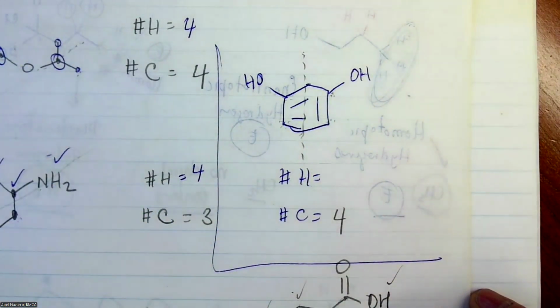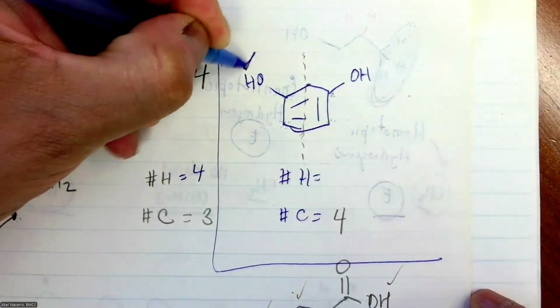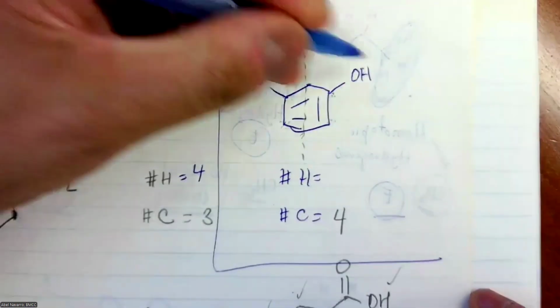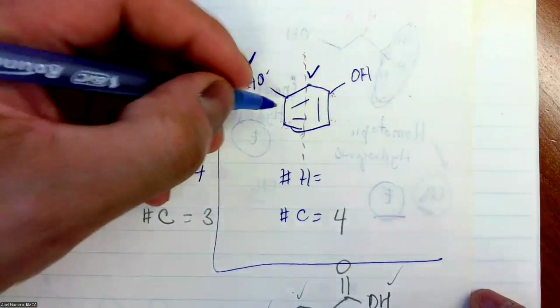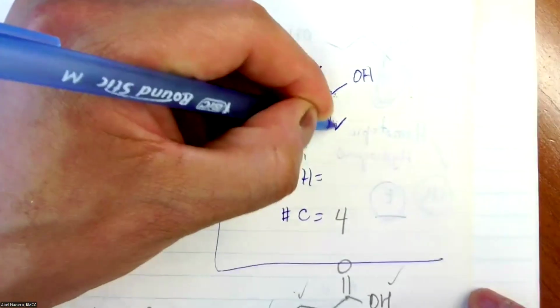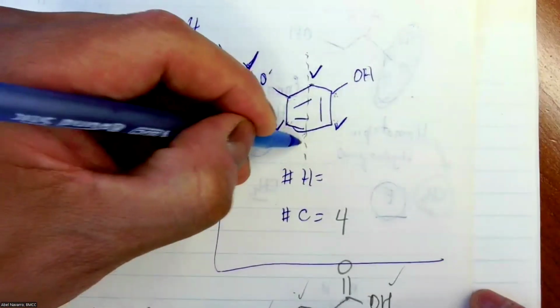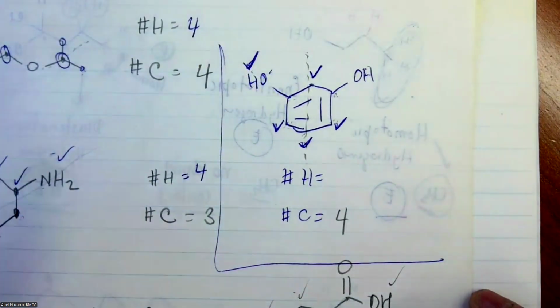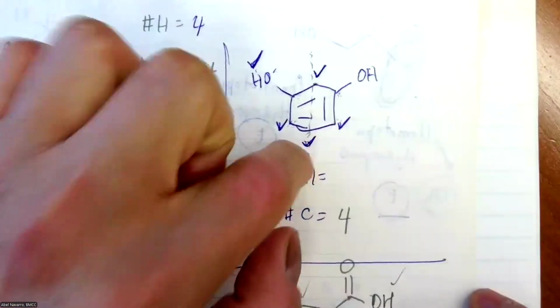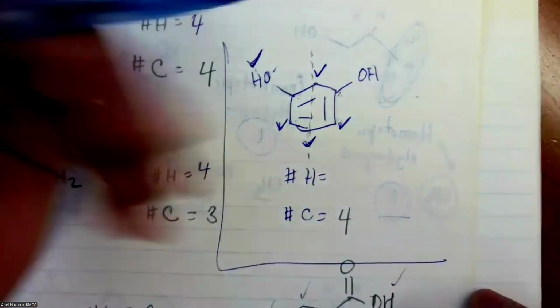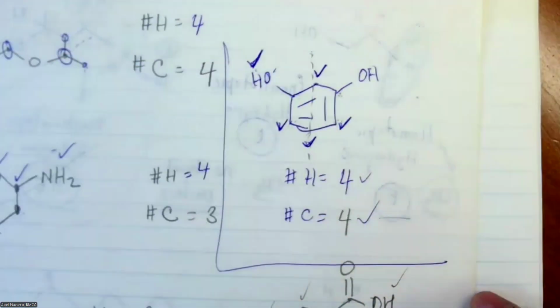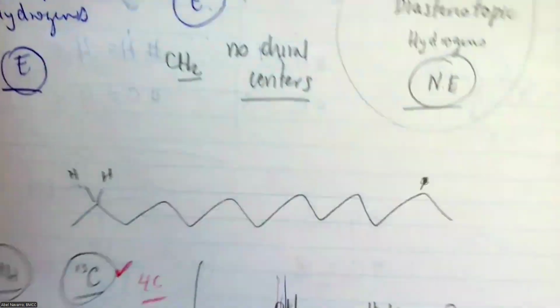Okay, hydrogens. 1. This is the same as this. Here 2, 3, they are the same, and 4. 1, 2, 3, 4. Yes. Ta-da. Good. So that's how to determine the number of signals, of how many peaks I'm expecting for every compound.